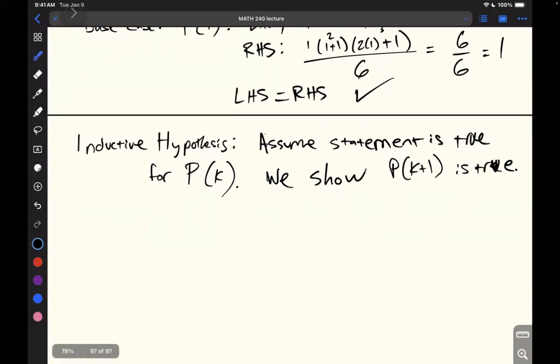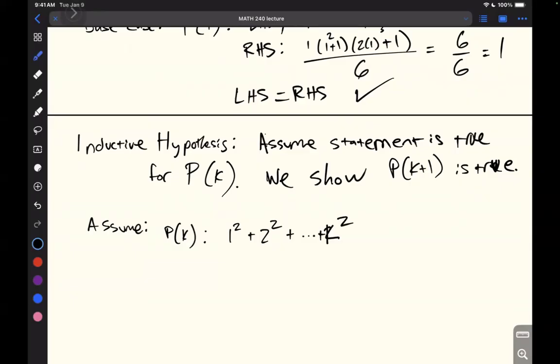And so we assume that P of K, which is 1 squared plus 2 squared plus so on and so forth plus K squared, we assume, so we can write the equal sign, that this is equal to K times K plus 1 times 2K plus 1 all over 6.